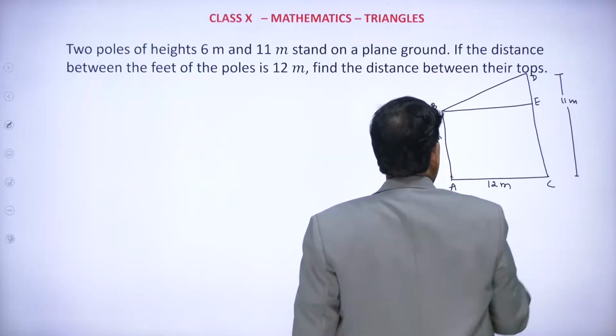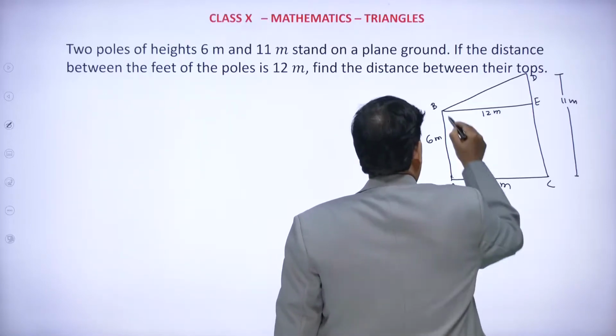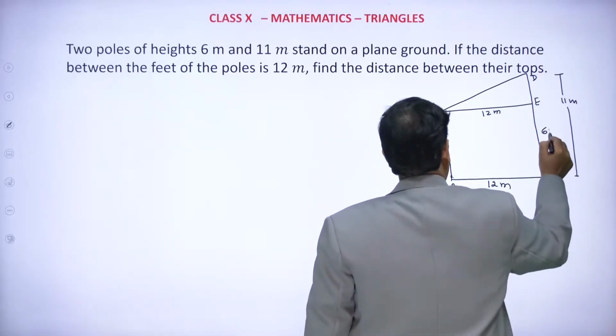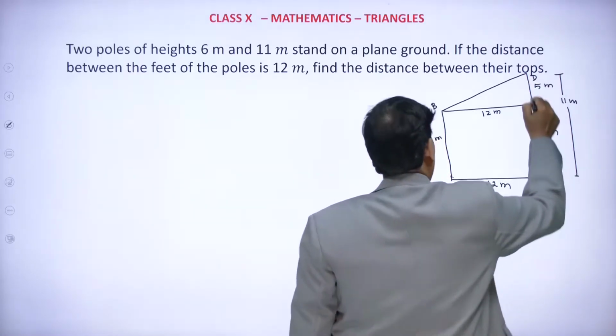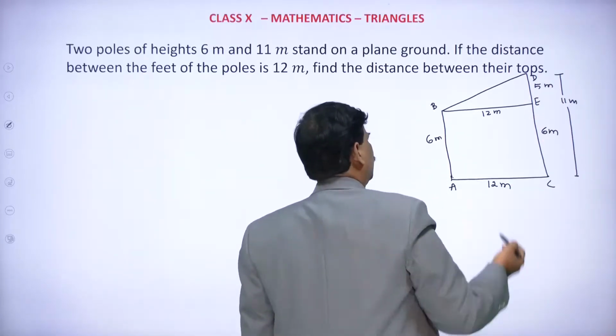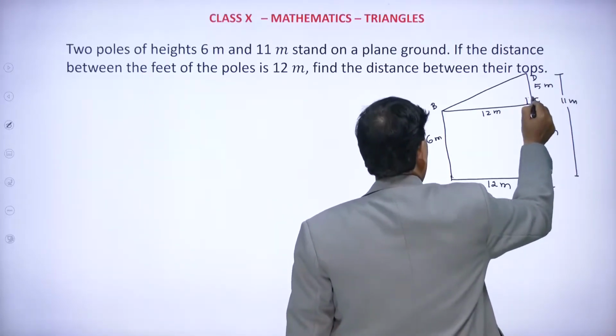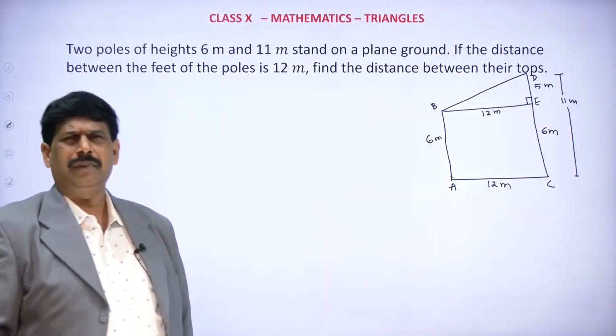Say this is E. If this is 12 meters, this will also be 12 meters. If this is 6 meters, this will be 6 meters. And this portion will be 5 meters. Why? Because the total is 11. If this is 6, then 6 plus 5 is 11. So now you have a right triangle here, BED. Can't you get BD? Simple question.